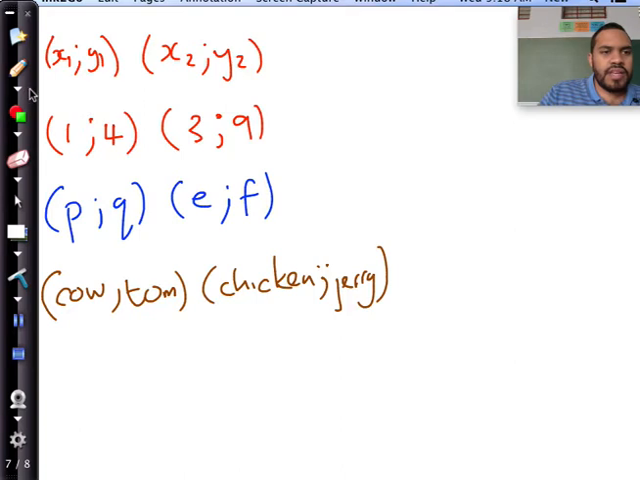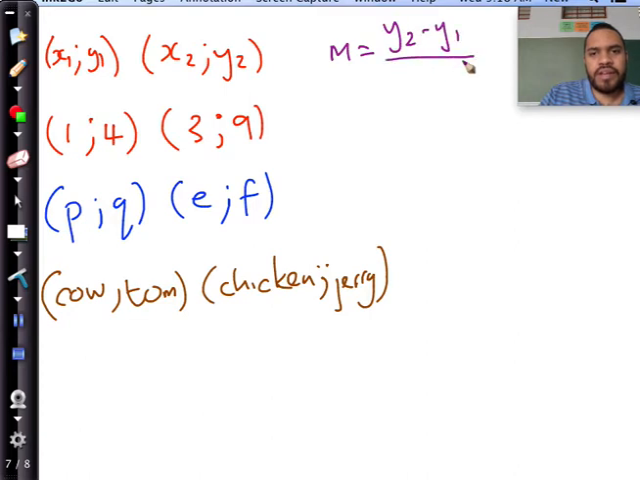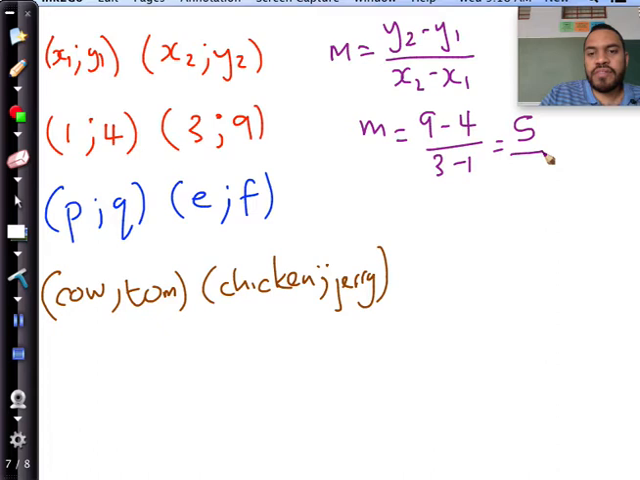Okay, so now I want you to find the average gradients for those points, or basically it's just the gradient of the straight line that joins those points. Can anybody do the first one for me? The first one is y2 minus y1 over x2 minus x1. And the gradient for the next one? 9 minus 4 over 3 minus 1, which is 5 over 2.